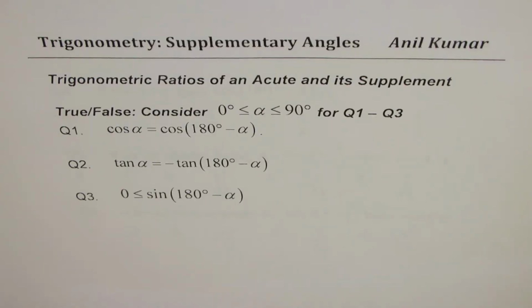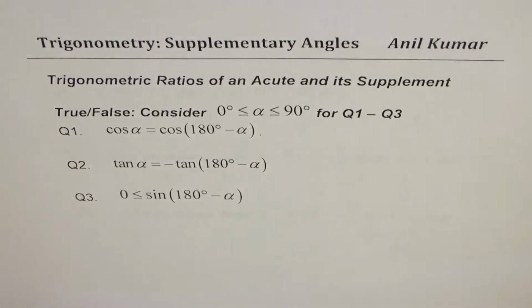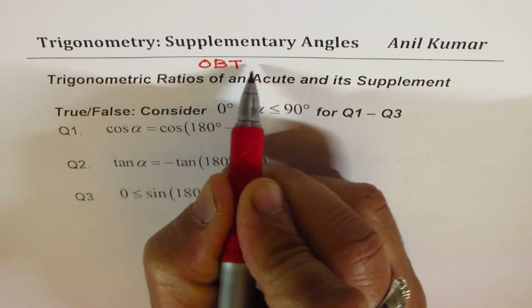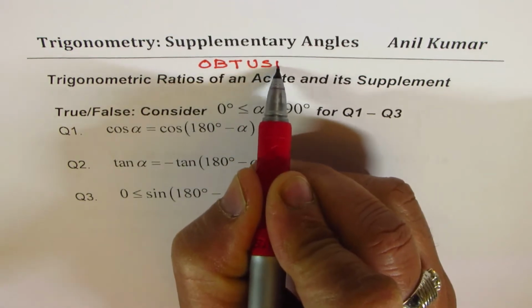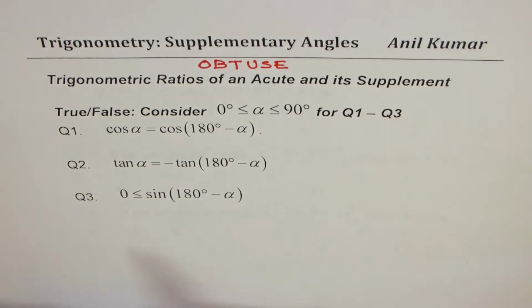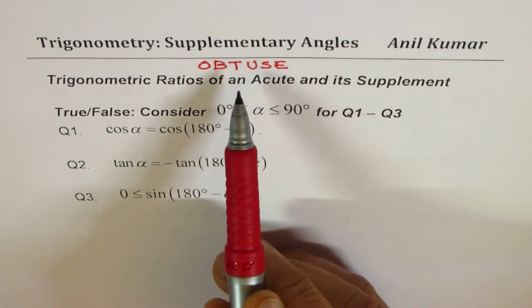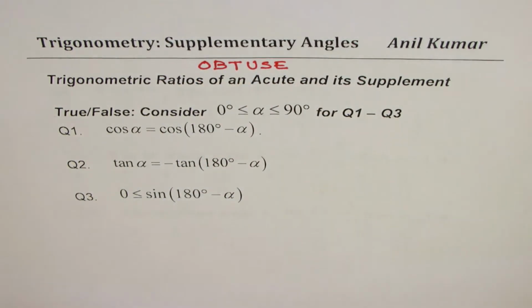I am Anil Kumar. In this video, we'll discuss trigonometric ratios for obtuse angles. We'll consider acute angles and their supplementary angles, so that will make obtuse angles. So I hope you understand what I'm trying to say here.